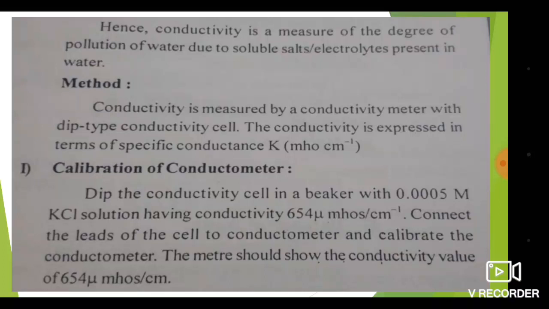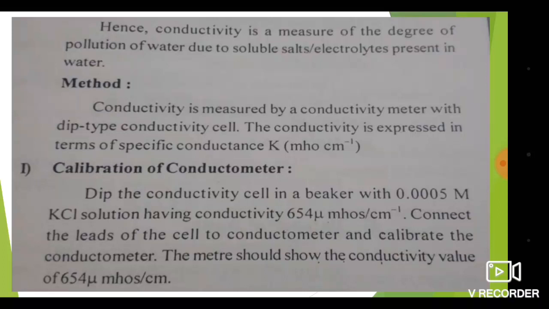Conductivity, or electrical conductivity, is measured by the conductivity meter with a dip type conductivity cell. The conductivity is expressed in terms of specific conductance, mhos per centimeter. So the conductivity is measured by means of the conductivity meter by dipping the dip type conductivity cell.